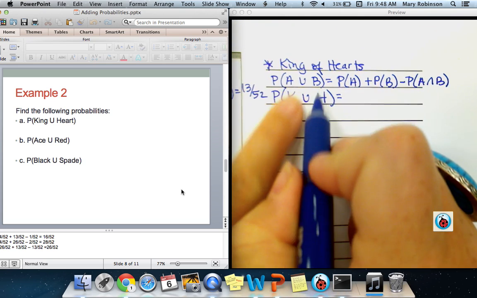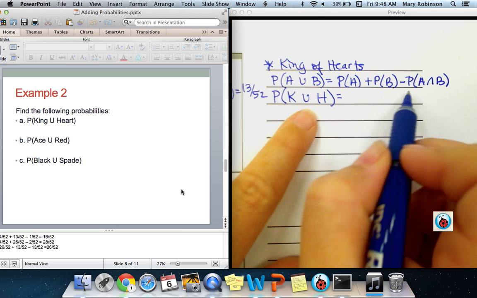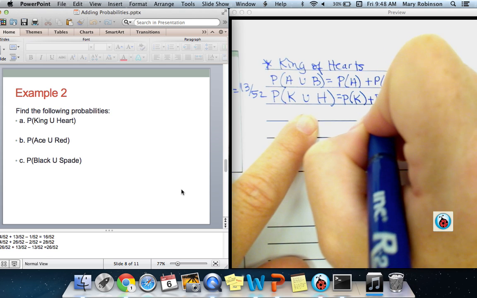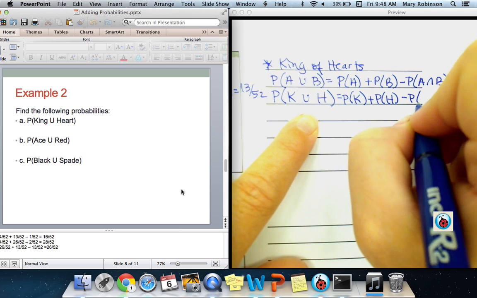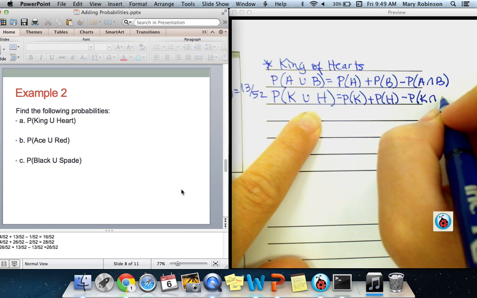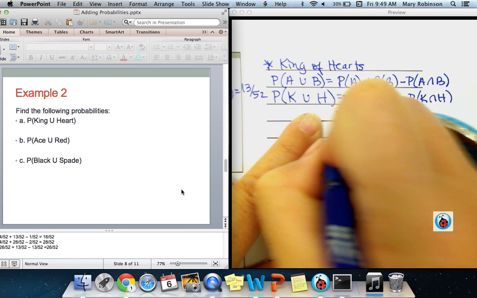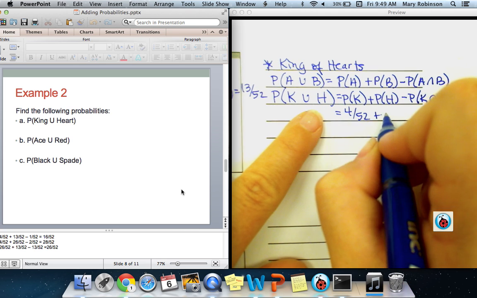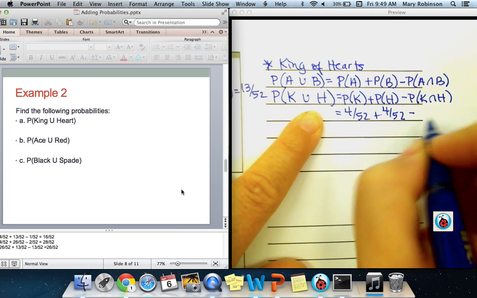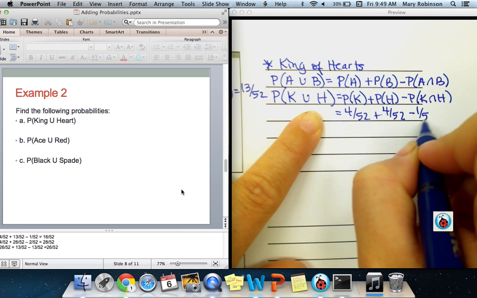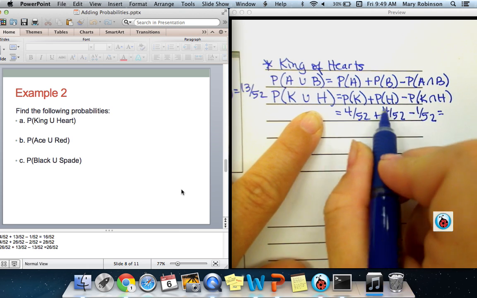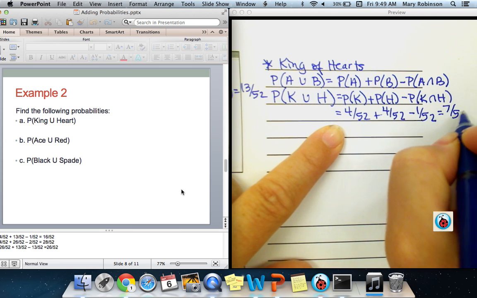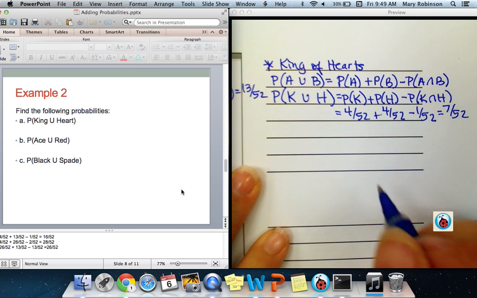So we can transfer what we understand here into this formula. Probability of a king plus the probability of a heart minus the probability of the king of hearts, basically. So the probability of a king was 4 out of 52. The probability of a heart was 13 out of 52. But we have to subtract the king of hearts, 1 out of 52. 4 plus 13 is 17, minus 1 is 16. So the probability would be 16 out of 52.